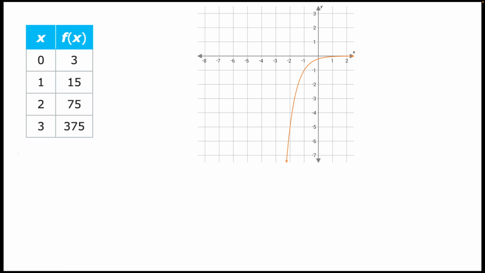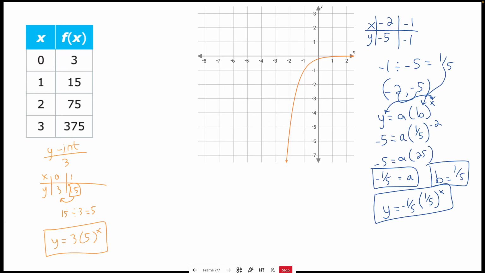Okay, now that you've had time to work these problems, let's check your solutions. Okay, for the first problem, here is the work. They gave you the y-intercept on the table, which is always nice. So you should have gotten y equals 3 times 5 to the x power. Okay, and for the second problem, here is the work. You should have gotten y equals -1/5 times 1/5 to the x power.